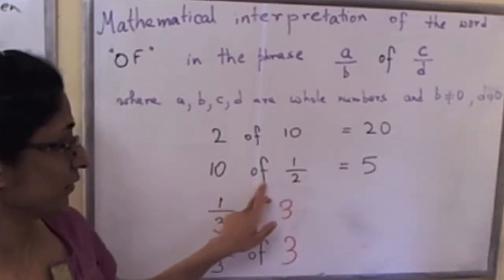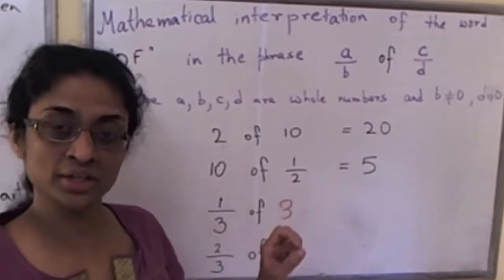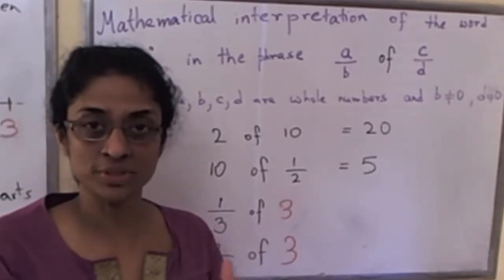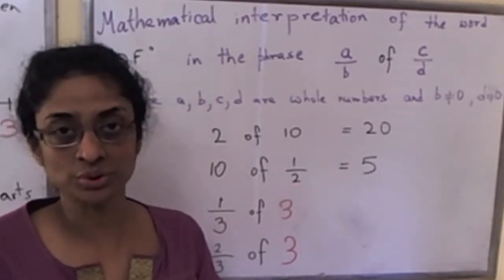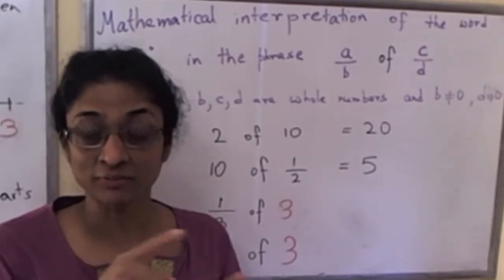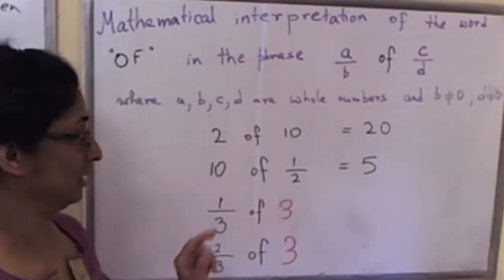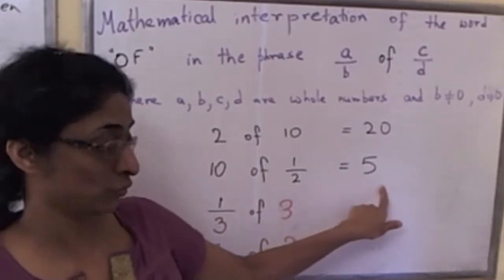Similarly, 10 of half is the shorthand version of 10 copies of half. It's easy for you to add 1 half plus 1 half plus 1 half, 10 of them, and arrive at 10 of half equals 5.